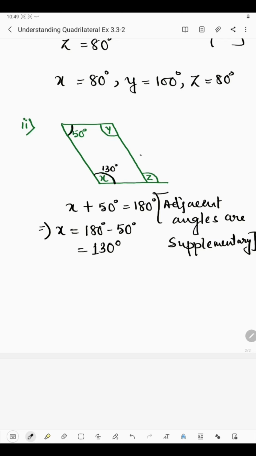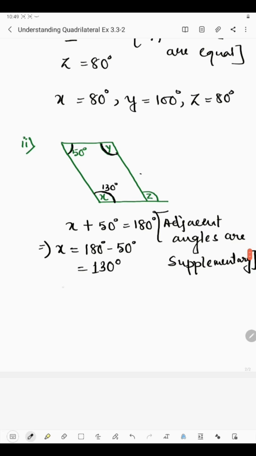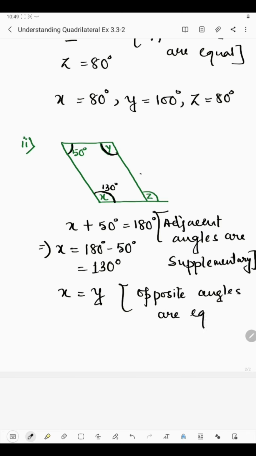Now angle x and angle y are opposite, and opposite angles are equal in a parallelogram. So we will write x is equal to y, as opposite angles are equal. So if angle x is equal to 130 degrees, then angle y also will be 130 degrees. So we have got the value of y. Now we will have to find the value of z.